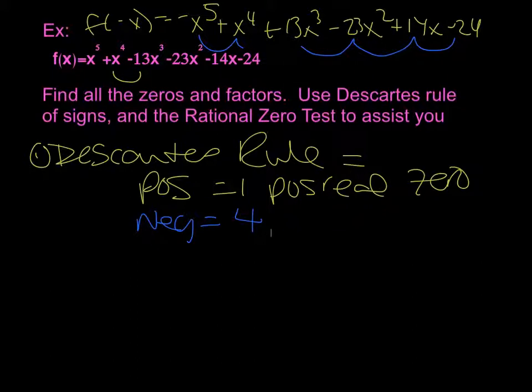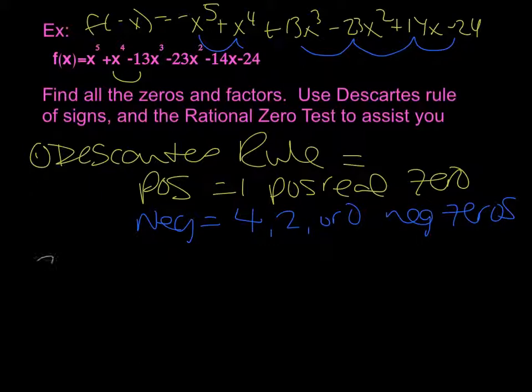Or remember, you keep subtracting 2. 2 or 0 negative zeros. So I'm either going to have 4 of them be negative, 2 be negative, or none are negative. That's the first step, just to give you an idea of what you have.